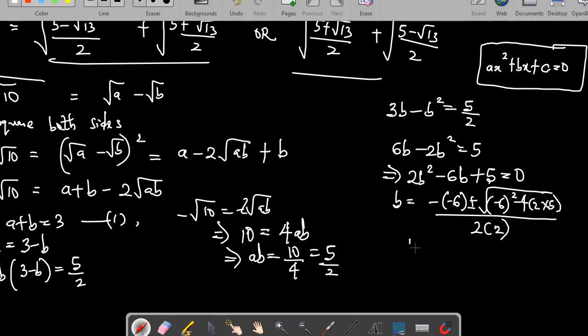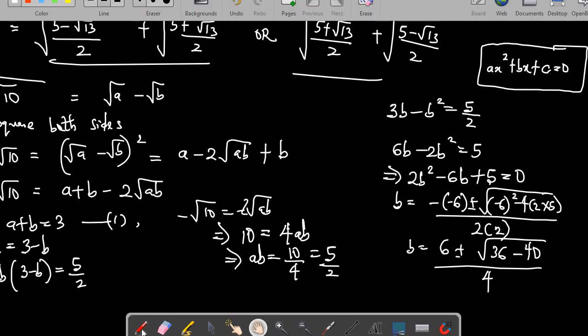Alright, so your b now will be equal to 6 plus or minus the square root of 36 minus 2 times 5 is 10, 10 times 4 is 40. Okay, this particular question will give us a complex solution, and we are dealing with operations with real numbers.